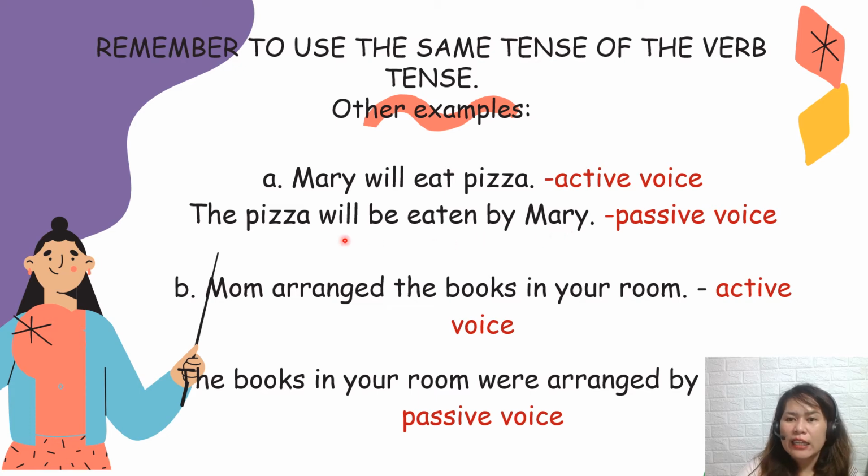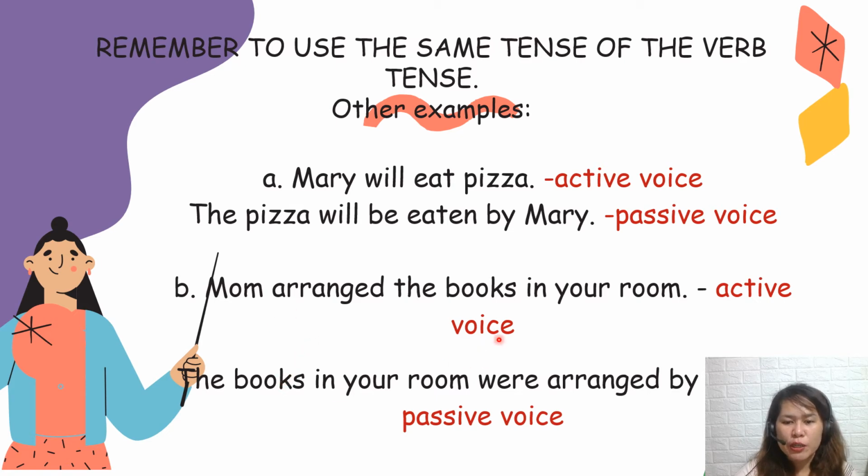Kasi kailangan natin ng formula na subject, helping verb, and then past participle, and then yung ating by object. Kaya nadagdagan ng will be, yung be ang helping verb, eaten past participle. 'Di ba? Kinonvert natin yung past participle natin doon sa ating passive. Kaya magiging eaten. Kasi tandaan, sa passive voice, kailangan lagi siyang naka-past participle form yung kanyang verb.